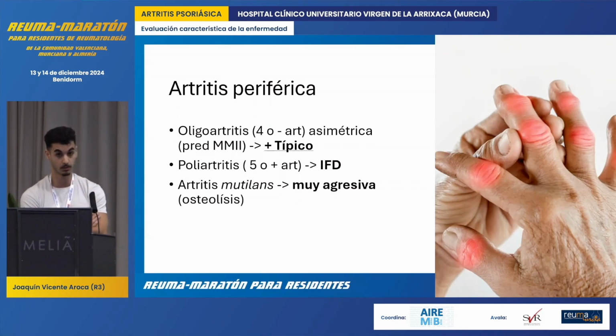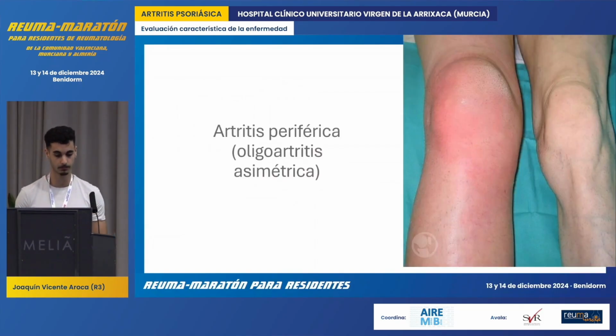Another pattern that we also frequently encounter is polyarthritis involving 5 or more joints, which often affects small joints symmetrically, similar to rheumatoid arthritis. As my colleague already pointed out, it can have a predominance in the distal interphalangeal joints, and then there is a more aggressive form known as arthritis mutilans, which is typically characterized by osteolysis. Let's take a look at some images.